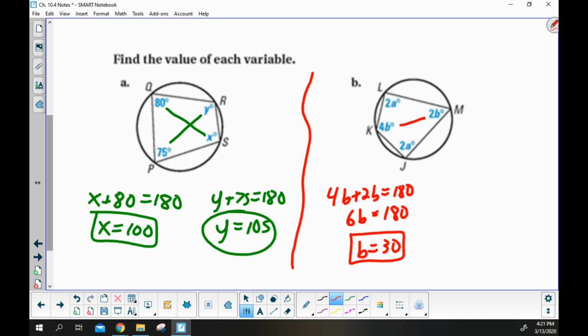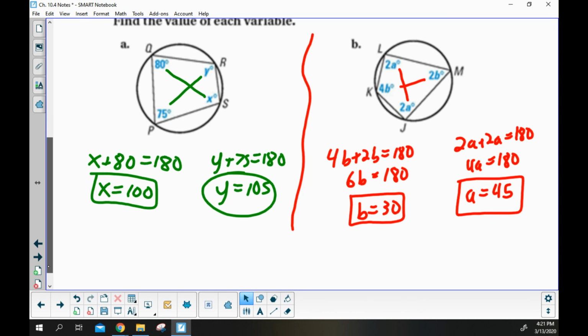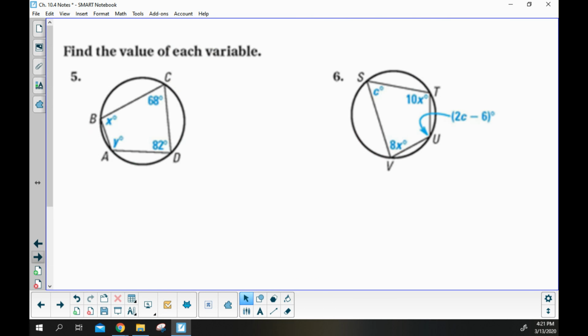And then we know that 2a and 2a have to add up to 180, which is 4a equals 180, so a equals 45, which means each of these angles is a right angle. Which in all reality, guys, kind of makes this a kite. Think about it. But again, that'd be another day.